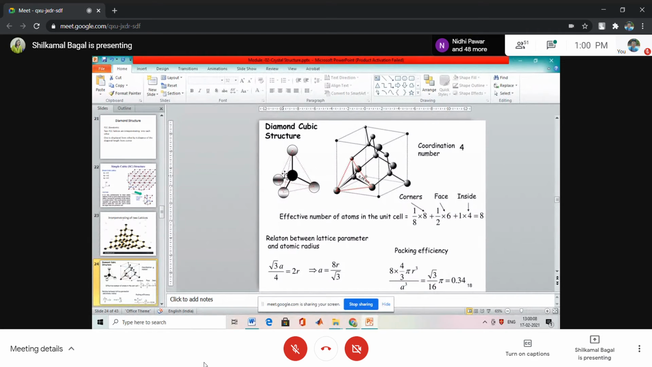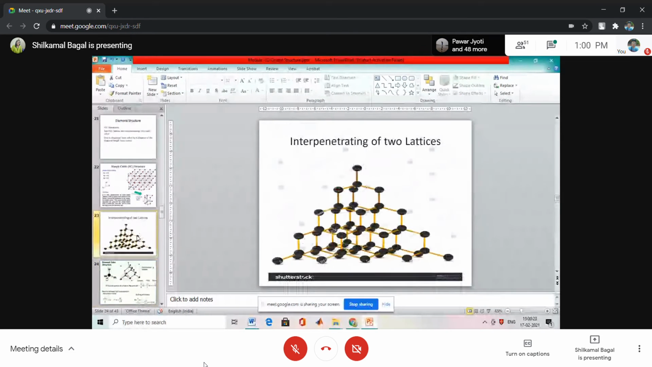Okay, and these 4 atoms with which this atom is bonded are its nearest neighbors. That is nothing but the coordination number, and so the coordination number of diamond is 4. In this slide, you will see that each atom has 4 bonds, means each atom has 4 nearest neighbors. Okay, so the coordination number of diamond is 4.